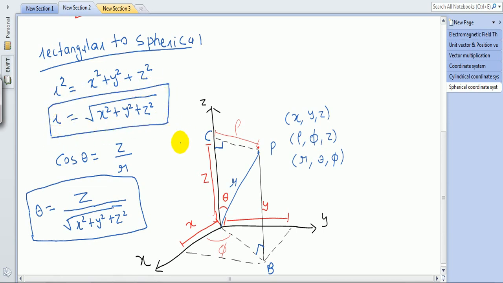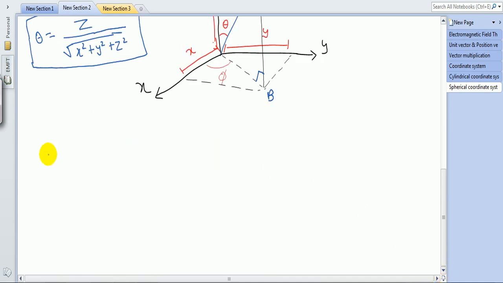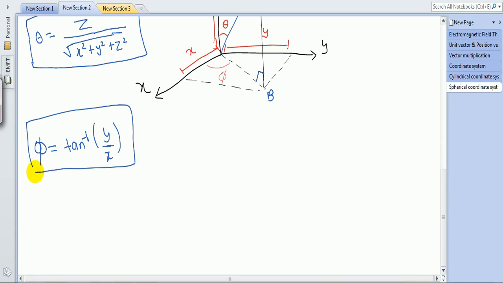And we have already related phi in terms of x and y in the cylindrical coordinate system. So it will be similar here also. So phi is equal to tan inverse y by x. So this is how we can relate rectangular to spherical.